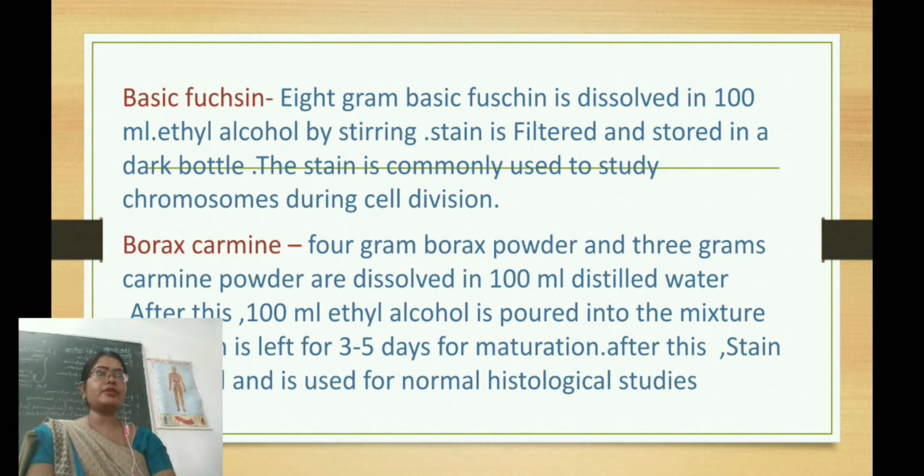Now the third one is borax carmine. This stain is used for normal histological studies. We prepare it by doing 4 grams of borax powder and 3 grams of carmine powder to be dissolved in 100 ml distilled water. After this, 100 ml ethyl alcohol is poured into the mixture, which is left for 3 to 5 days for maturation. And after this, the stain is filtered and can be used for normal histological studies.